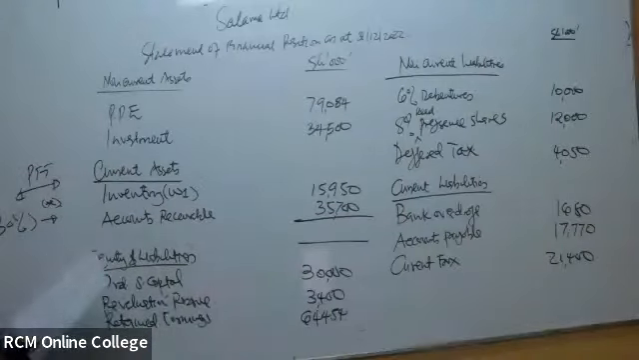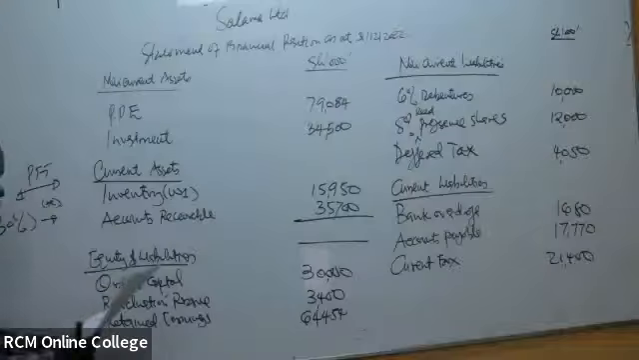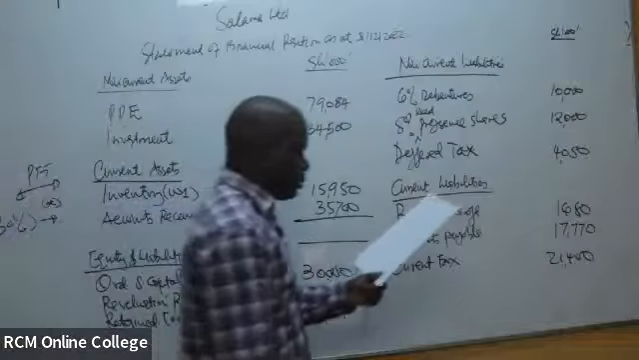So they just provided for it. They never settled it. So it will actually be a liability. So sawa, it will be 21.4 million.